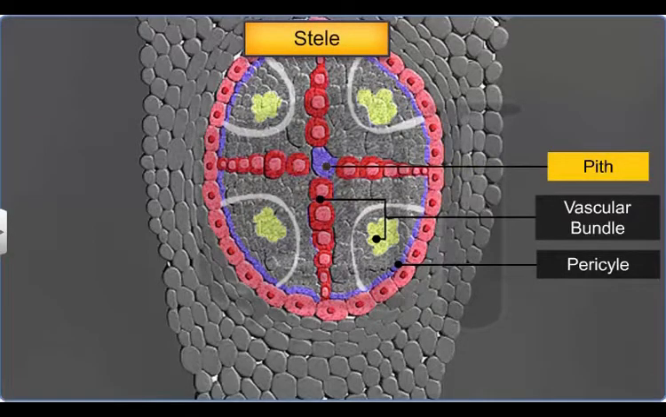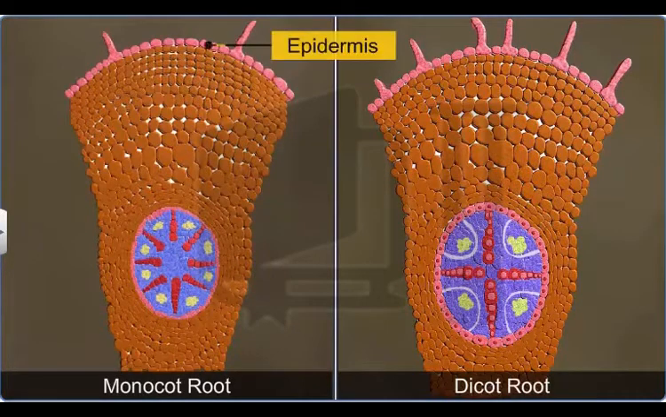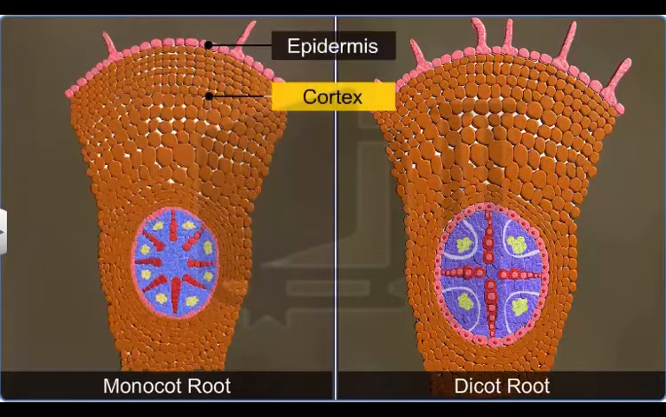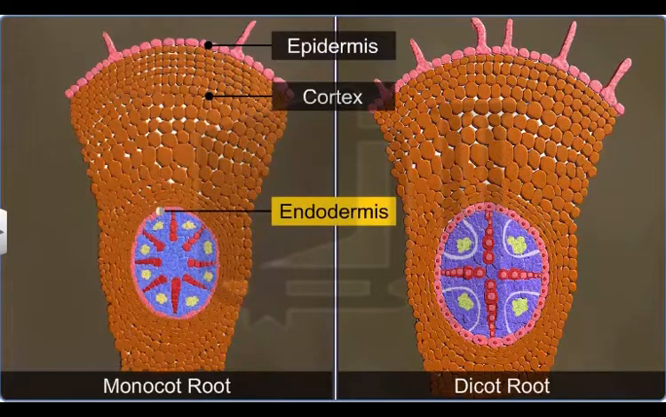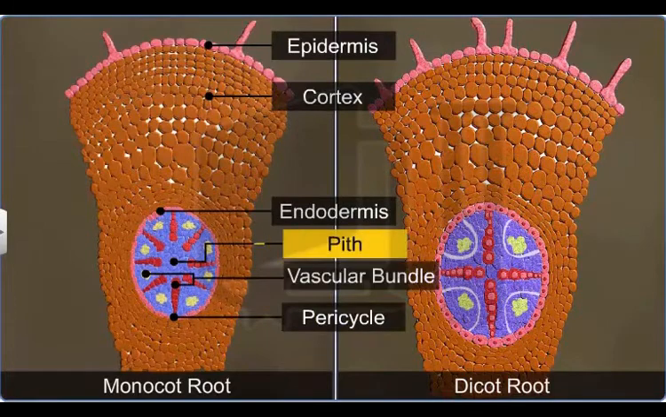Let's now take a look at how the monocot root is organized internally. In many aspects, it is similar to the dicot root. On comparing the two roots, we find the monocot root also consists of epidermis, cortex, endodermis, pericycle, vascular bundle, and pith. However, there are some differences.